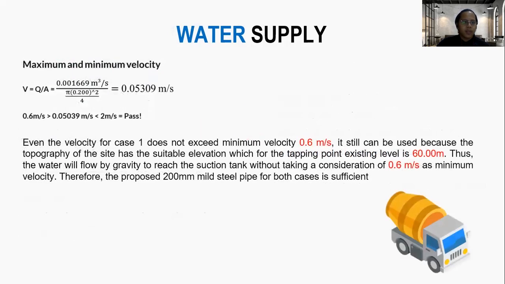Okay, for the final part, which is the maximum and minimum velocity, using the formula V equals capacity, cubic divided by area, considering the diameter, we get 0.05309 meter per second. Even though our value doesn't meet the minimum requirement of 0.6 minimum velocity, we can still consider this value because the topography of the site at the tapping point is higher, at 60 meter. So the gravity flow will go into the suction tank without consideration of 0.6 meter per second.